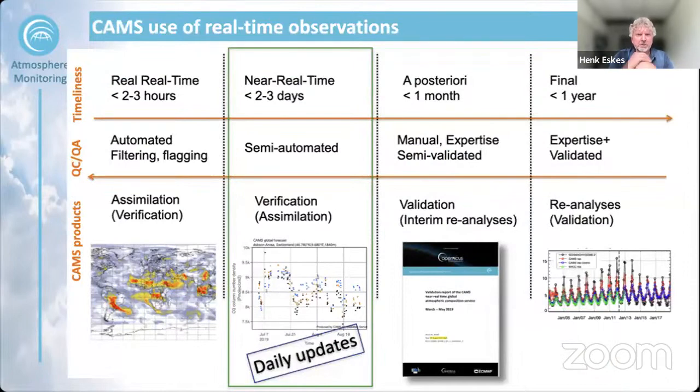So then focus on the second column, which is about near real-time applications within a couple of days. Again, for quality control, this is basically building on automated procedures. And this is used within CAMS for verification purposes, and partly also for delayed mode data simulation purposes.